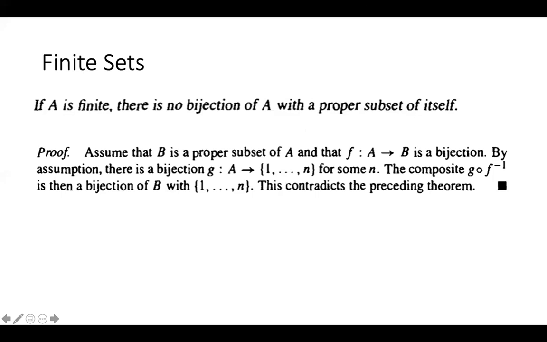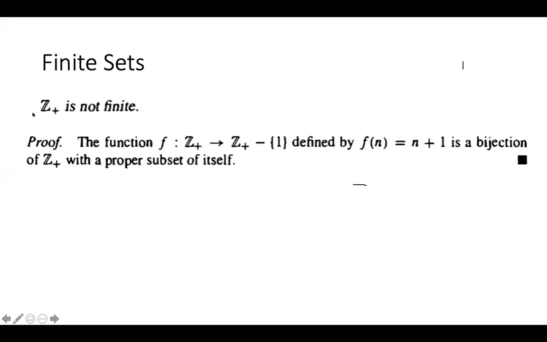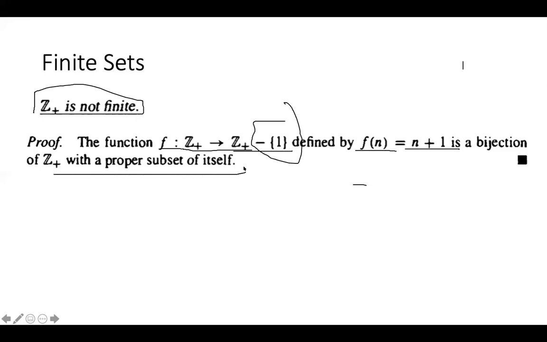So essentially, you can't have a bijection with more elements, given that one is a proper subset of itself. Again, the next one is an interesting one, which is to say that Z plus is not finite. You're trying to say that the positive integers are not finite. And the way to show this is that there is a function f which maps to Z plus minus the first element, defined by f of n equals n plus one, which is a bijection of Z plus with a proper subset of itself.